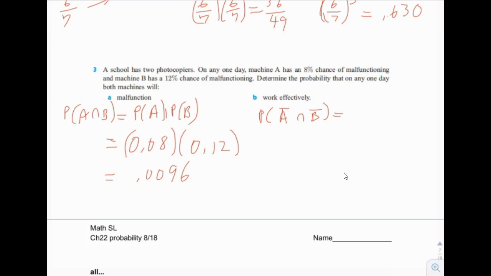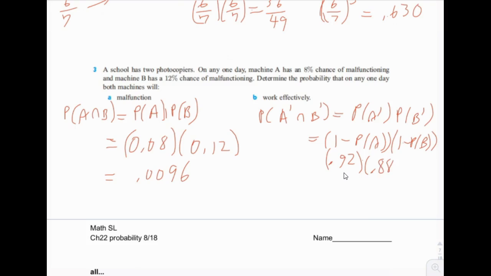So those would be like the opposite. I think a better way to write that is A prime and B prime, right? So the probability of A prime times the probability of B prime. So these would be the inverses, right? It'd be 1 minus the probability of A times 1 minus the probability of B, which would be 0.92 times 0.88. Let's see what that is.